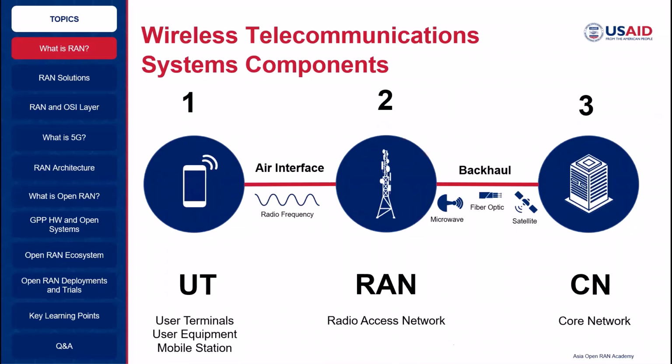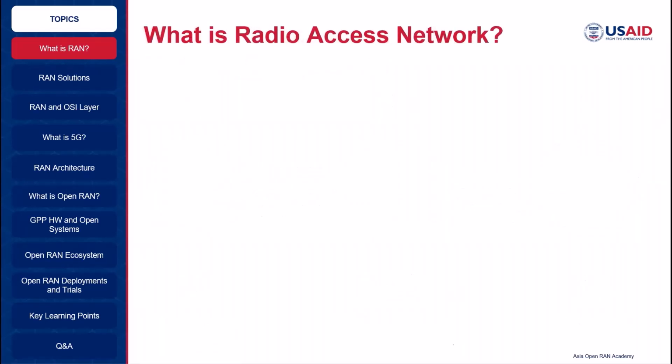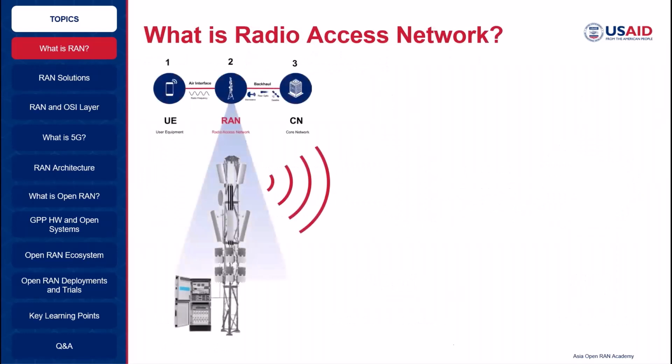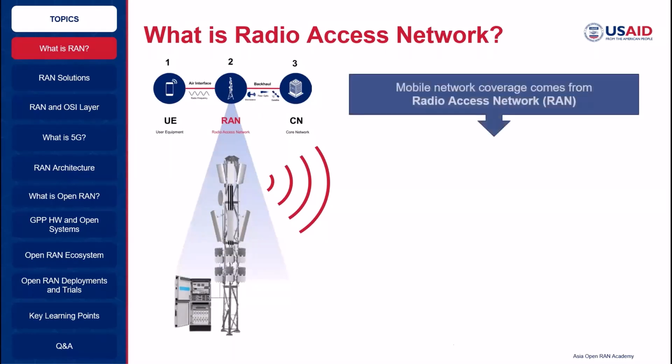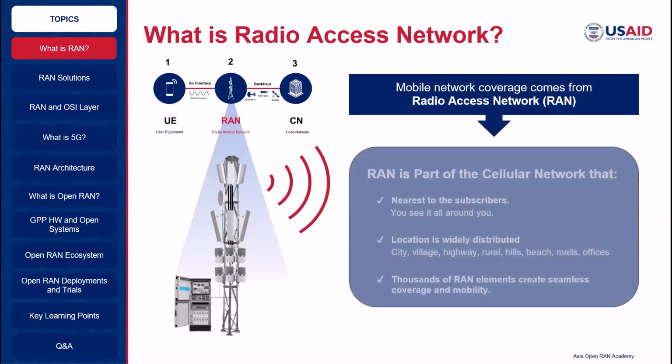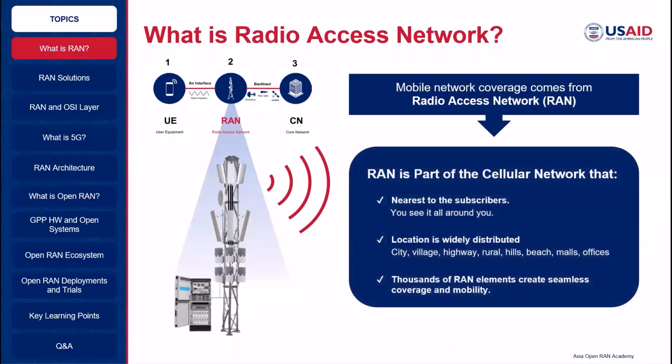So what we are trying to focus on right now is the radio access network. This is the main focus of our study for today. So what is actually a radio access network? The radio access network is the section of a cellular network that is closest to the subscribers or customers. It is widely spread and huge in number to enable seamless coverage and mobility.